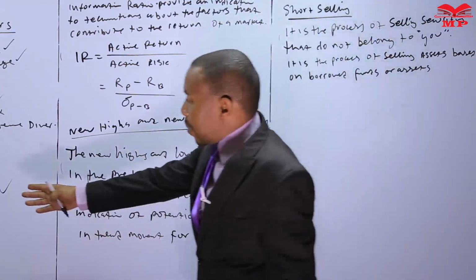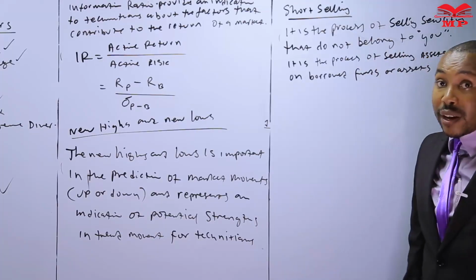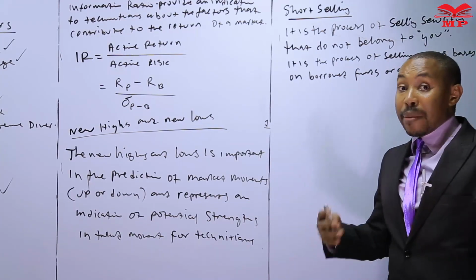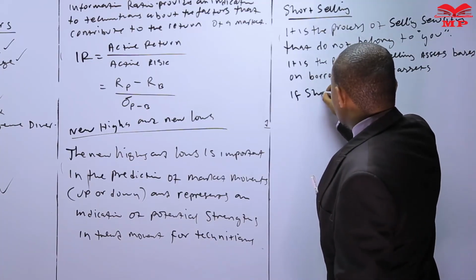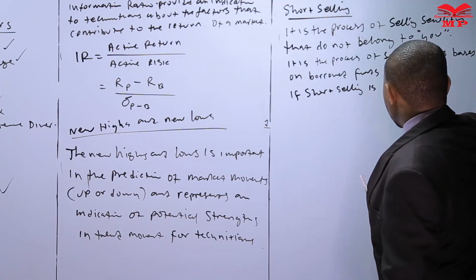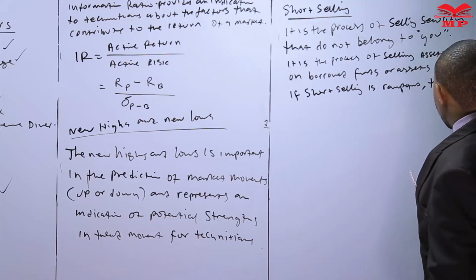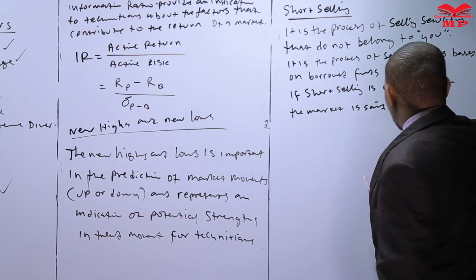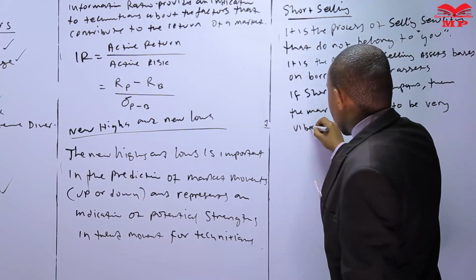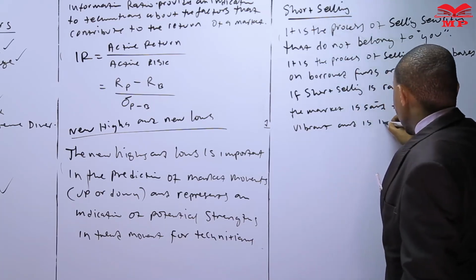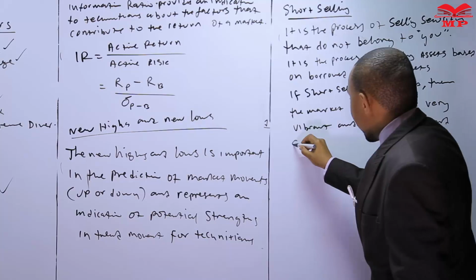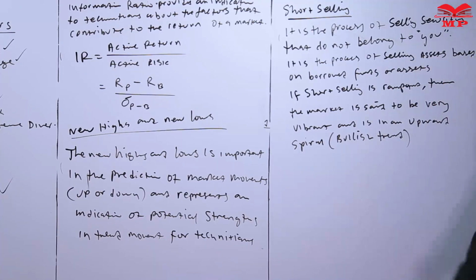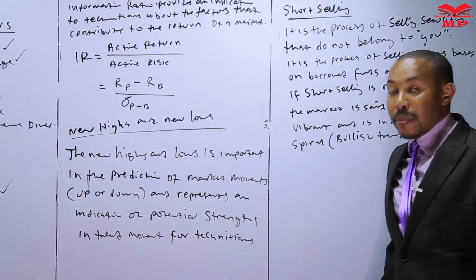Now trying to link it with the market indicators, we may not have these short selling regulations finalized, but what we need to understand is that if an increased case of short selling actually happens, then that indicates the vibrancy of the market. So we can say if short selling is rampant, then the market is said to be very vibrant and is in an upward spiral, that is, a bullish trend. That is what short selling is. But of course, the contrary is where we will see a bearish market.